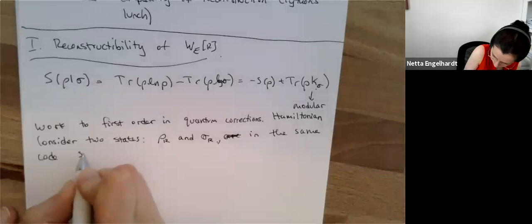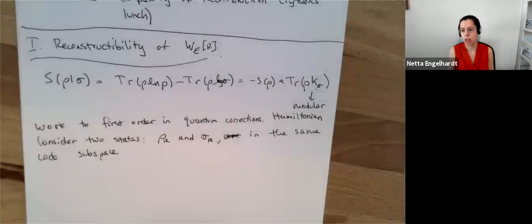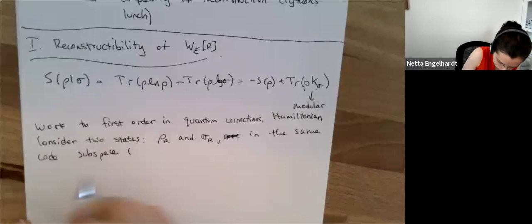And in this case, the code subspace we're considering is one where we have some classical geometry, and we have some quantum fields propagating on it. Okay, because again, this is what we're working with. So these two states are basically very close to one another. We can think of them as two states that are propagating on the same classical background. So this code subspace is basically quantum fluctuations around some background.